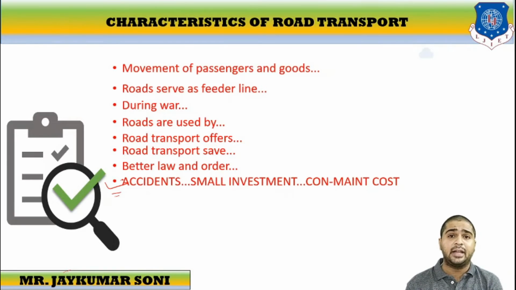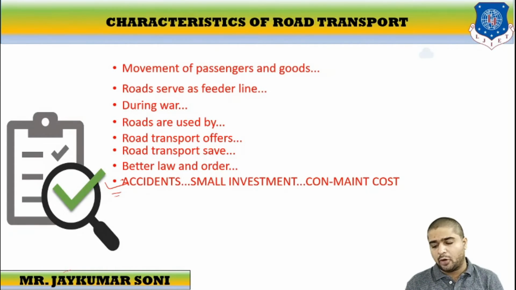What we have learned till date is that first, there is the movement of passengers and goods from one place to another. The second point is that they serve as the feeder line. Third, they are used during war times. Fourth, they are used by various means of transport, such as if we want to travel by rail, then we also need to get connected from our origin to the railway station, or to the airport, through the road network only.